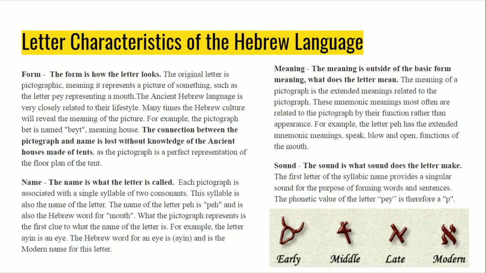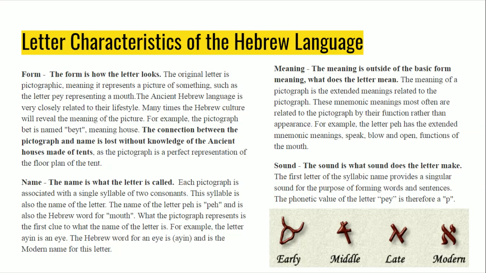So again, form. When you dig back to the early pictographs, a lot of times you'll see that the letters really look like what the word means. So it gives you more of a clue as to what it means to that culture. Like I said, the letter Beit means house in Hebrew. But even the way the letter Beit is drawn in the pictograph is the floor plan of the tent. So it gives you a clue as to what's going on in that tent.